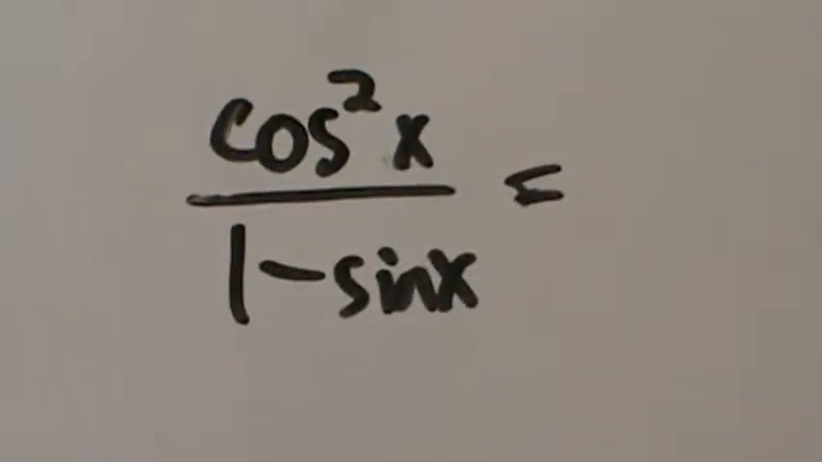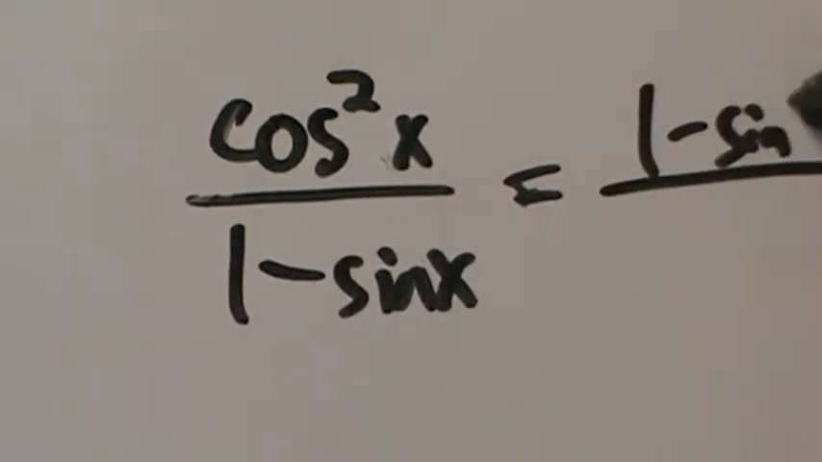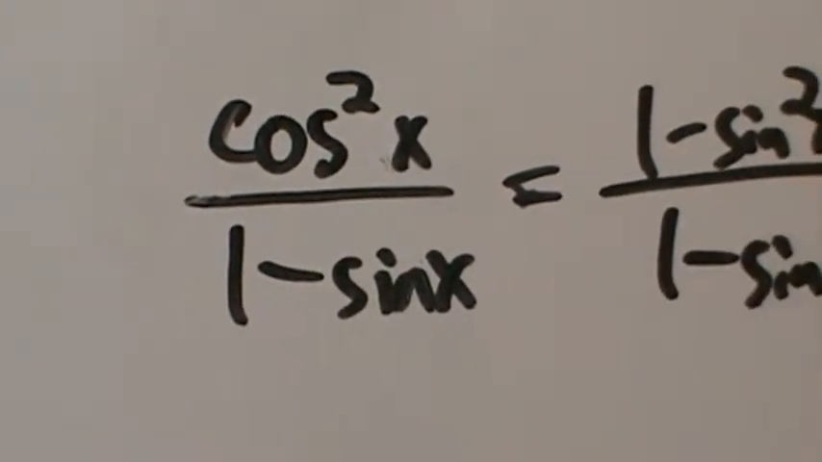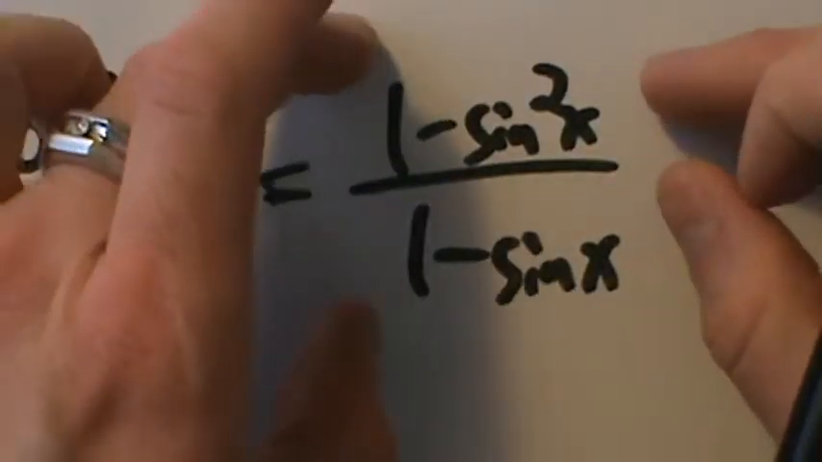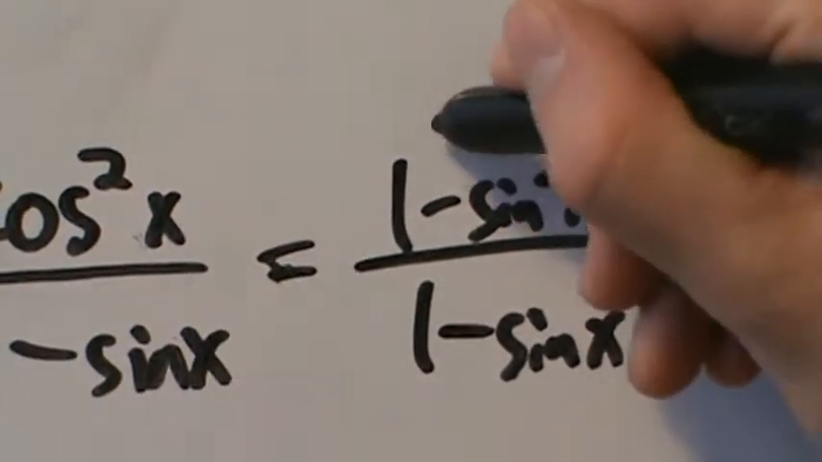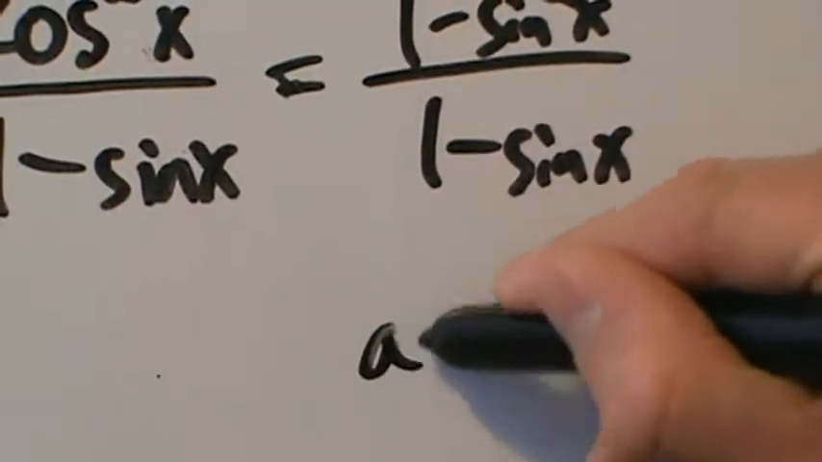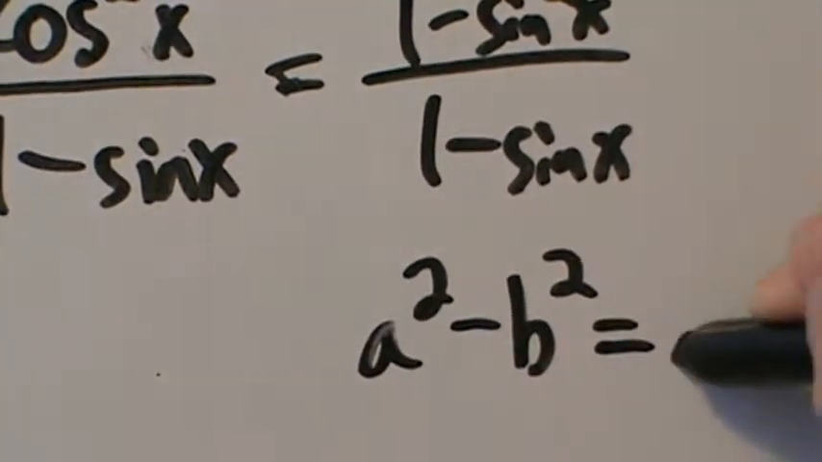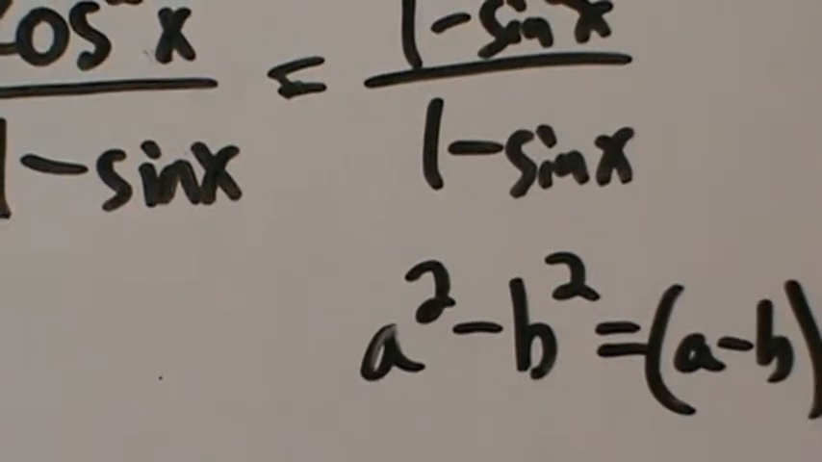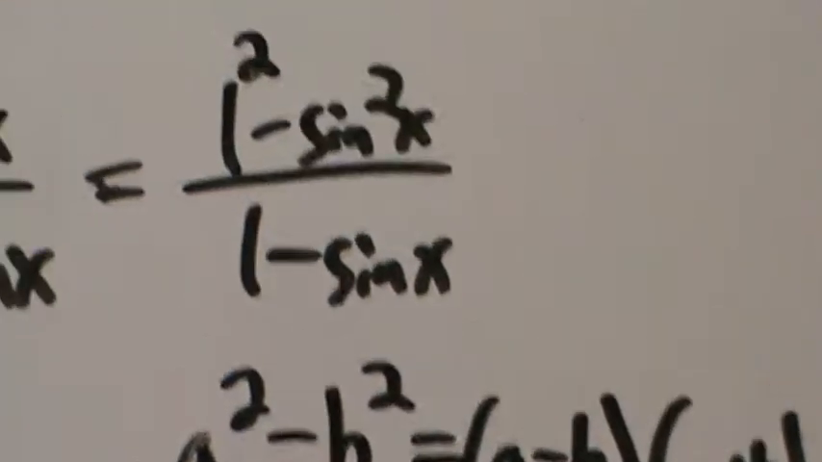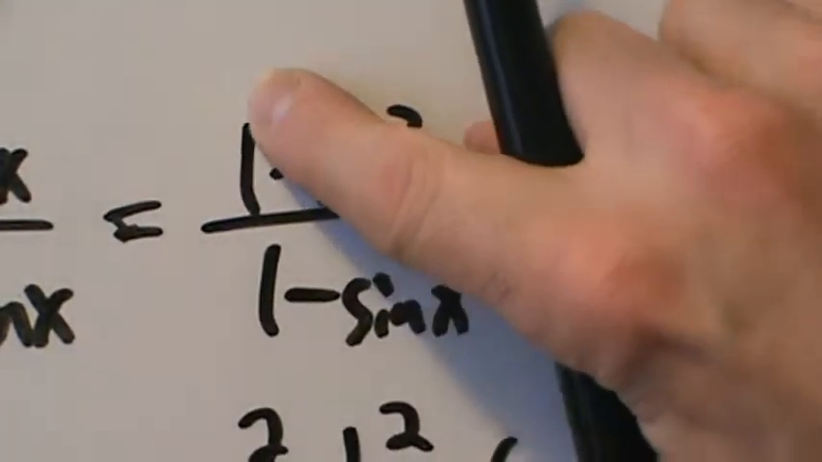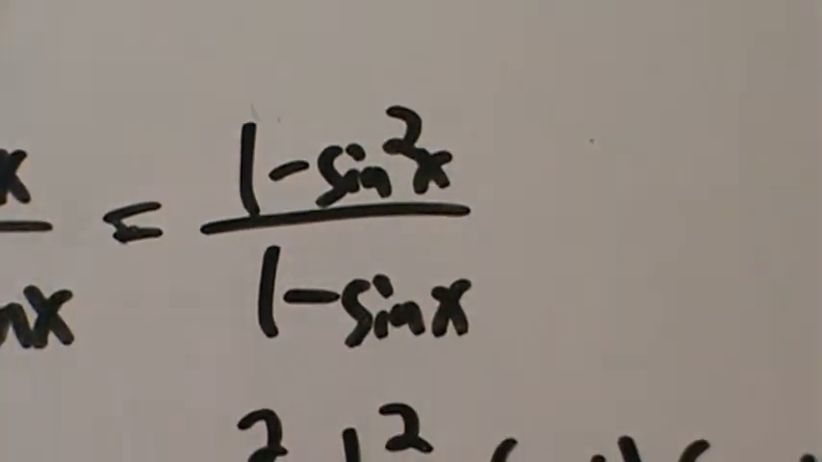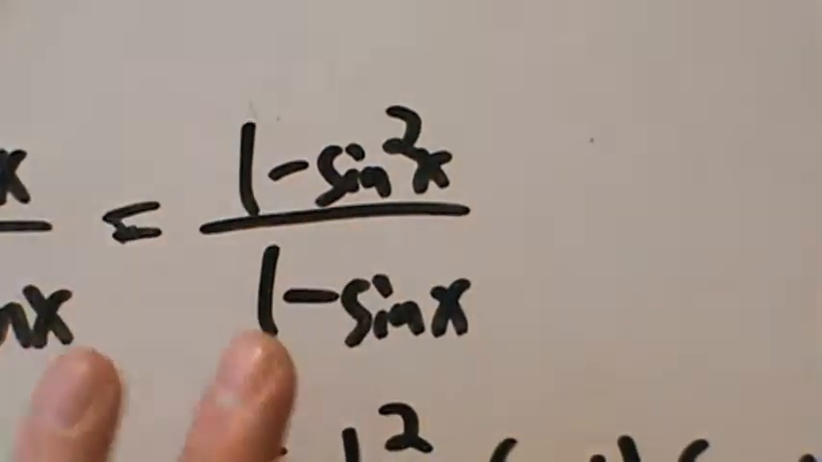So then we can continue and say, 1 minus sine squared of x on top, 1 minus sine of x on bottom. And then what we can do is factor the top, because it's a difference of squares. Remember, 1 is the same thing as 1 squared. So it's like factoring a squared minus b squared, which is a minus b times a plus b. If you factor that, you'll end up with 1 minus sine of x times 1 plus sine of x, and then the 1 minus sine of x cancels on the top and the bottom, and you'll just end up with 1 plus sine of x again. So that's really 3 different ways for this one example.